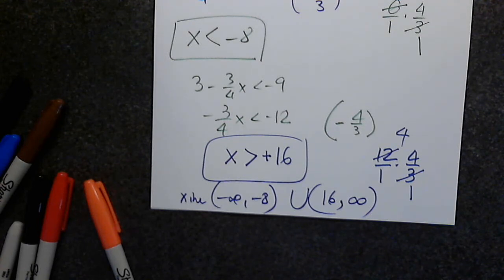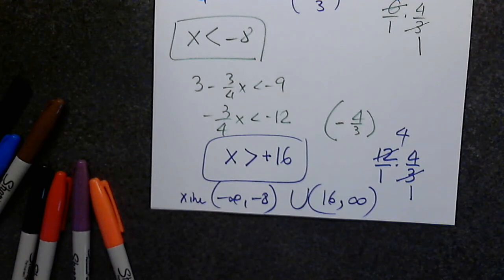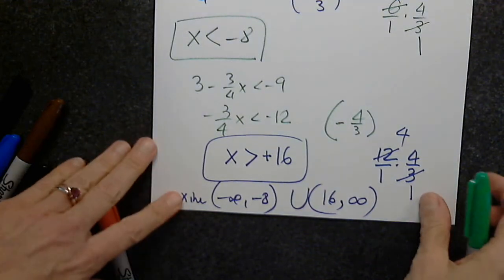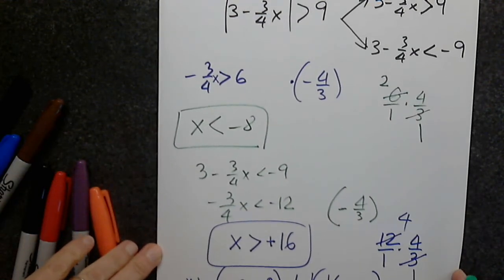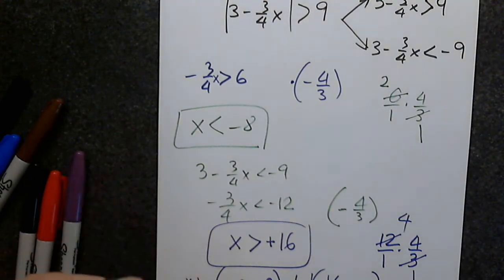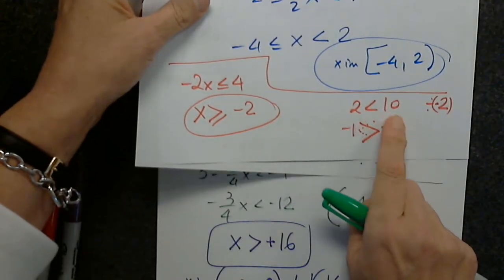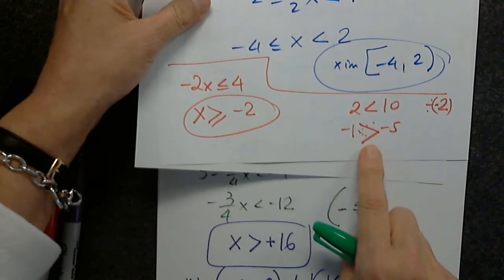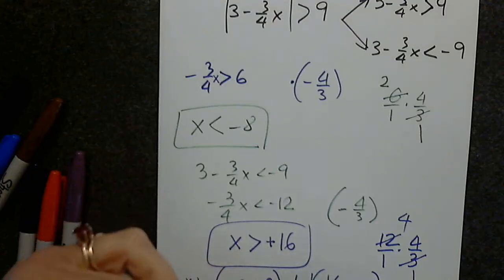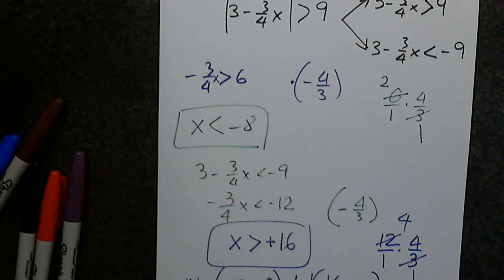I cannot draw an infinity symbol. Any questions? Yes? So when we multiply each side by a negative, that also flips the signs. Yes. Every time we multiply both sides of an inequality by a negative number, or divide both sides by a negative number, we have to switch the symbol. Is that okay? Yeah.